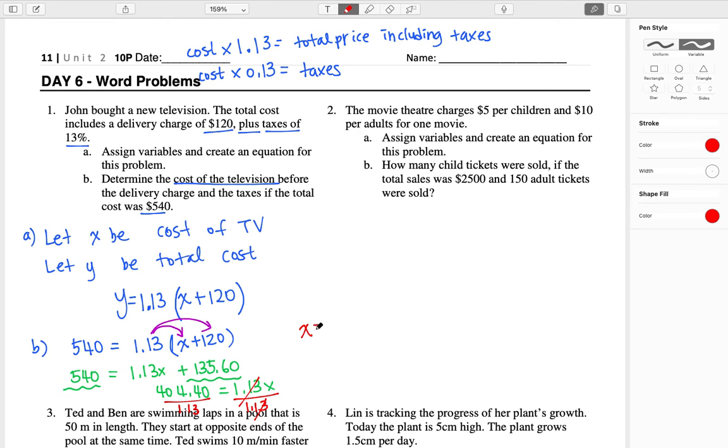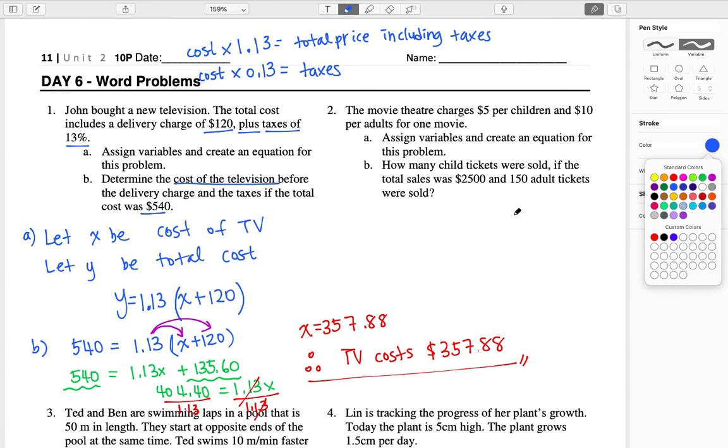So therefore, x is equal to, so I put it into decimal because it's money. So just keep that in mind for word problems. So therefore, how much is the TV? The TV costs $357.88. Okay. Okay, good.